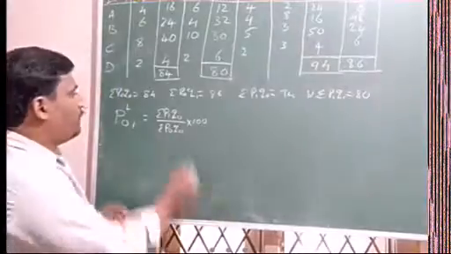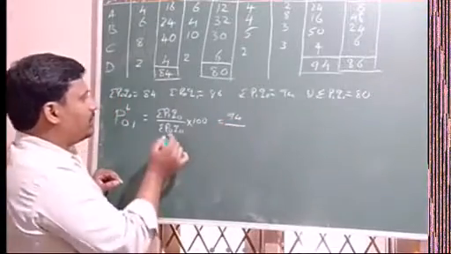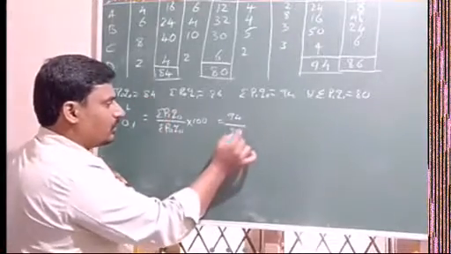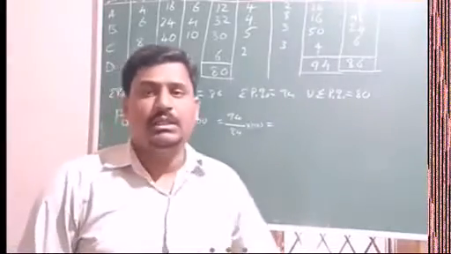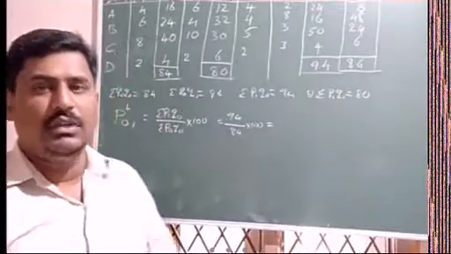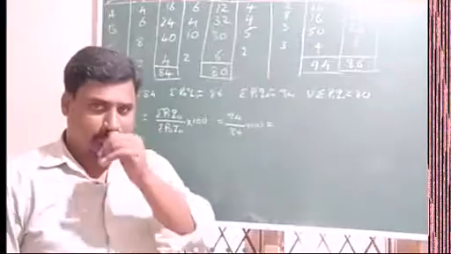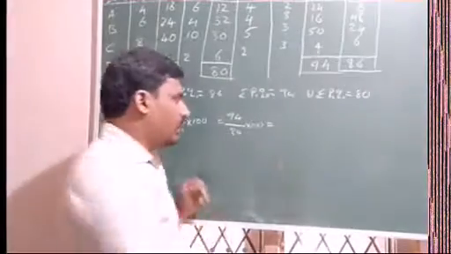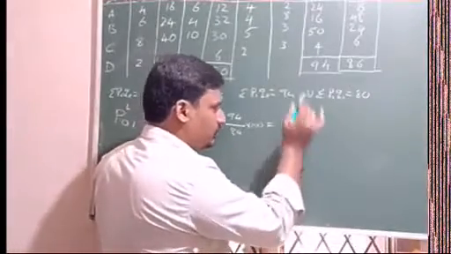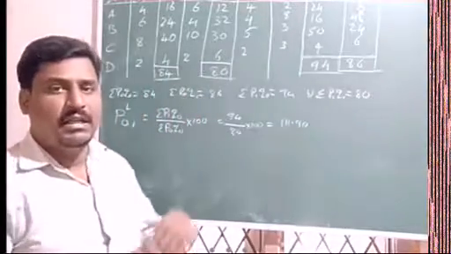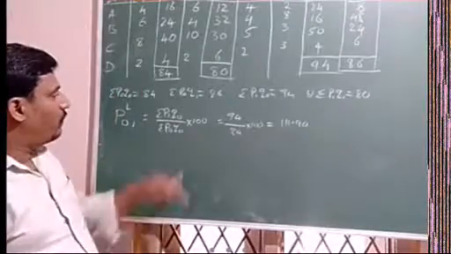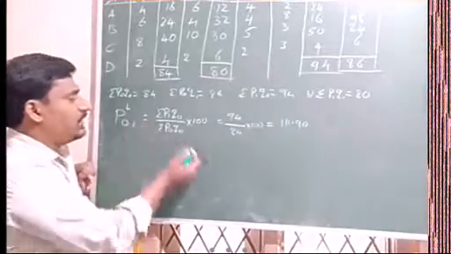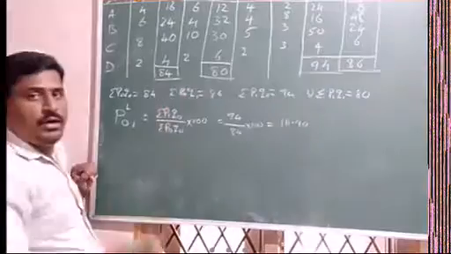Now, summation P1Q0 is 94 divided by summation P0Q0 is 84 into 100 is equal to. So can you tell me the answer? 94 divided by 84 into 100. 111.90. That means here price level increased by 11.9%. Okay. So here Laspeyres uses what? Base year quantities as weights.